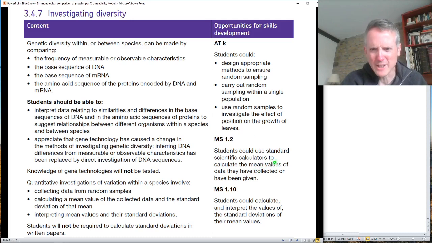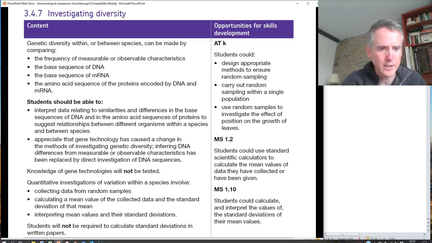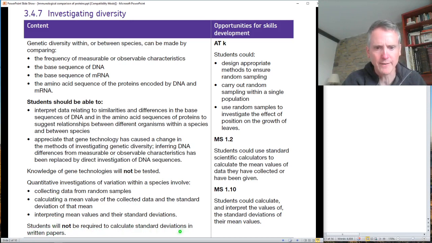Then it talks about using calculators to calculate mean values, really simple, and about interpreting standard deviation. If you're wobbly on maths, we are coming on to quite a bit of maths. But at the bottom here it says, where's my pointer gone? There it is. Students will not be required to calculate standard deviations in written papers. So you don't need to worry about ever calculating it. Interpreting it is the important bit. Anyway, back to the content.